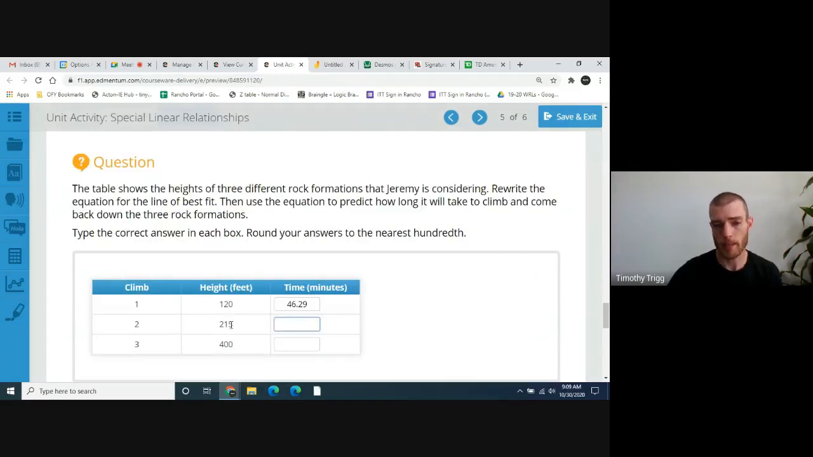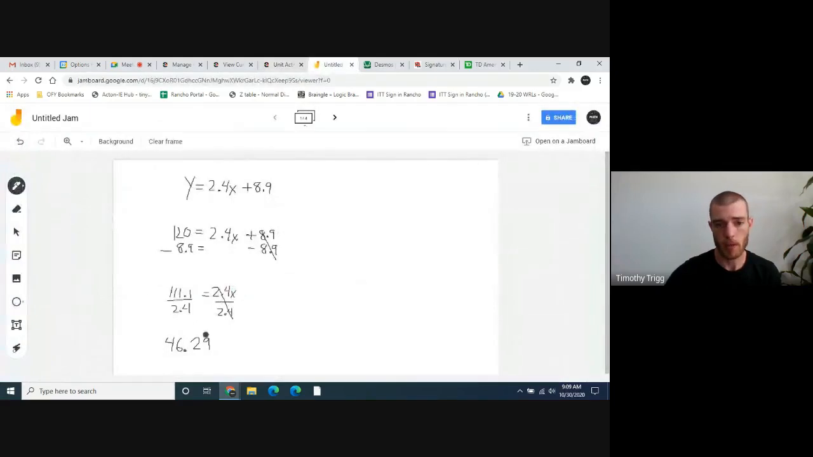Or I would do the same thing, except instead of 120, I would replace the y with 215. So it would be the same situation, except instead of 120 for the y, it would be 215. Okay. And I'm using my equation. Don't use my equation, use your equation. But you'd still use the 215 and the 120.